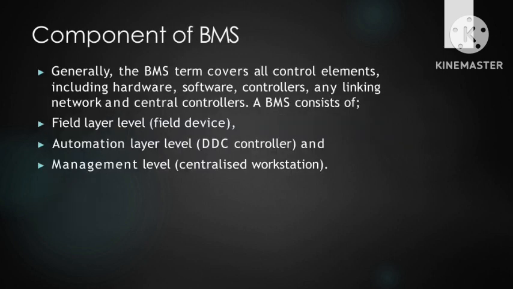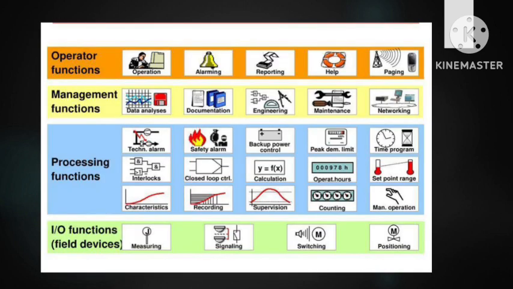Let's take a closer look at the components of building management systems. In general, the term BMS encompasses all control elements, including hardware, software, controllers, linking networks, and central controllers. A building management system typically consists of three main components. 1. Field layer level. Field device. This includes sensors and actuators placed throughout the building to monitor and control various parameters such as temperature, humidity, and lighting.